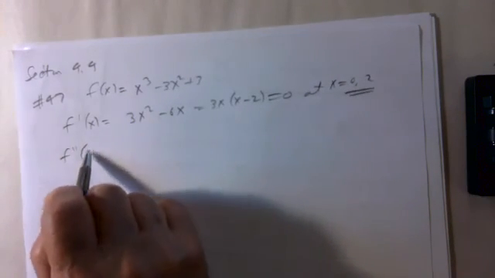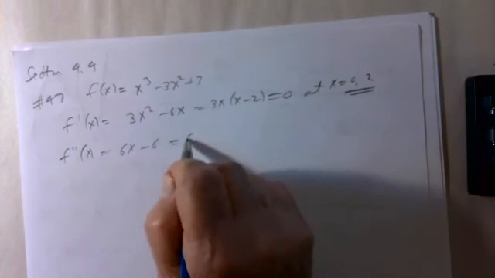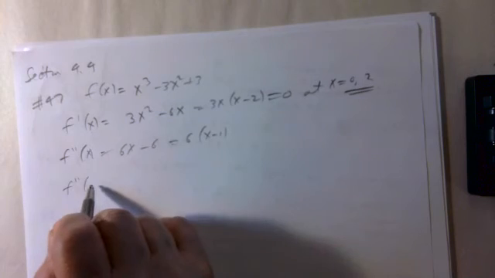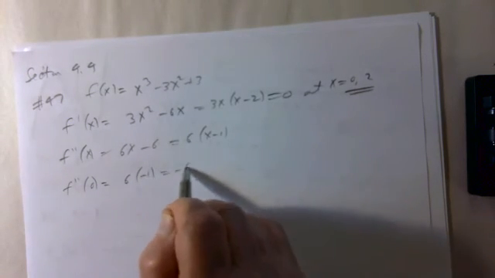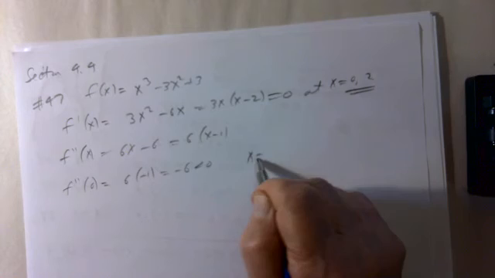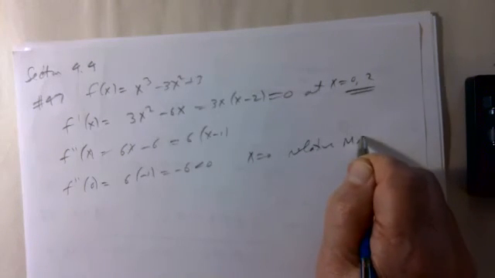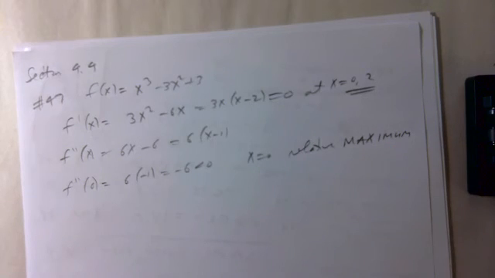The second derivative is 6x minus 6, or 6 times x minus 1. So the second derivative at 0 is 6 times minus 1, which is negative. So x equals 0 is a relative maximum.